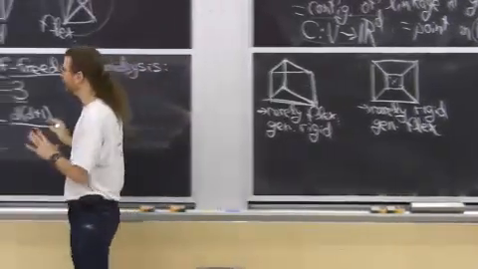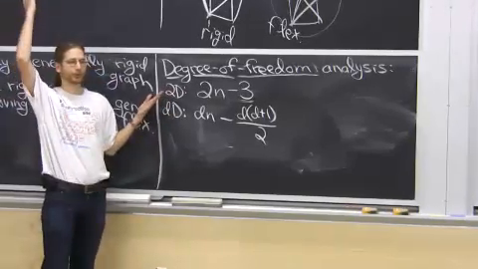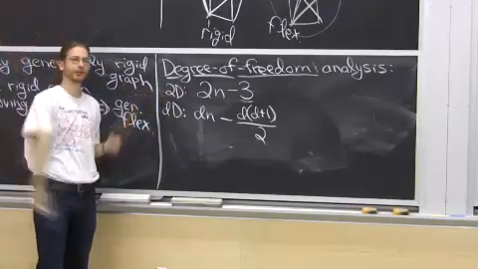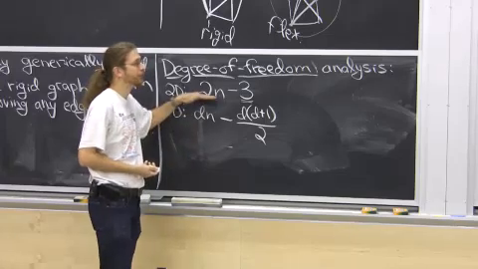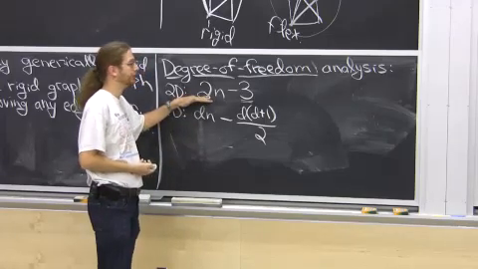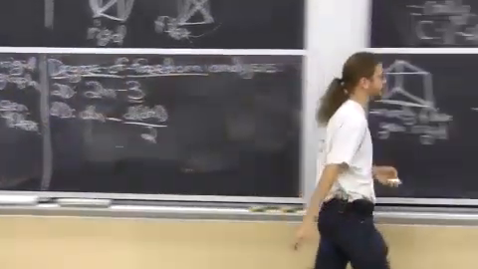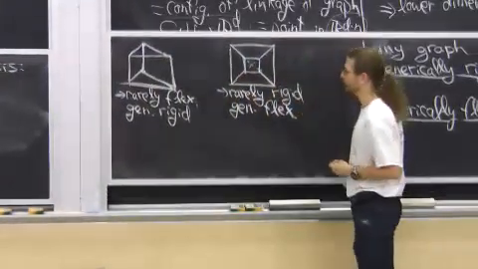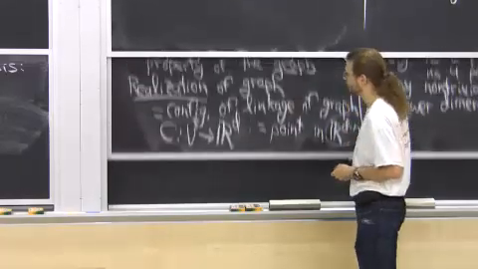So this gives us an idea, and how many people have heard of 2n minus 3 before in this structural engineering context? A few. And sometimes people end the story there, but this is not enough to be generically rigid. This is a necessary condition, but it's not sufficient. And you can check all these examples. It should match up. I haven't checked them myself.